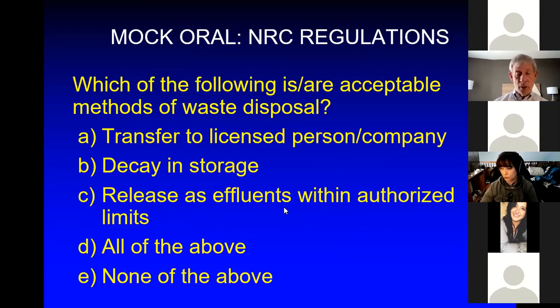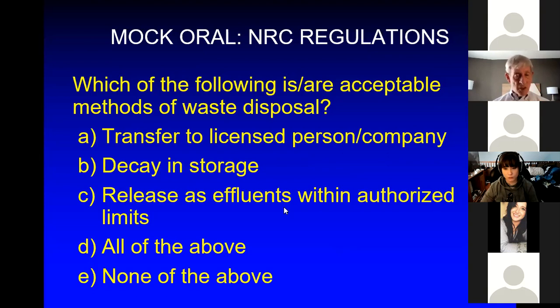B is decay and storage. C is releasing of an effluent, that means a gas like xenon gas, within authorized limits. All of those or none of those? All of the above. I copied that, pasted it in right out of the regulations. Which of those three is the one that we do?